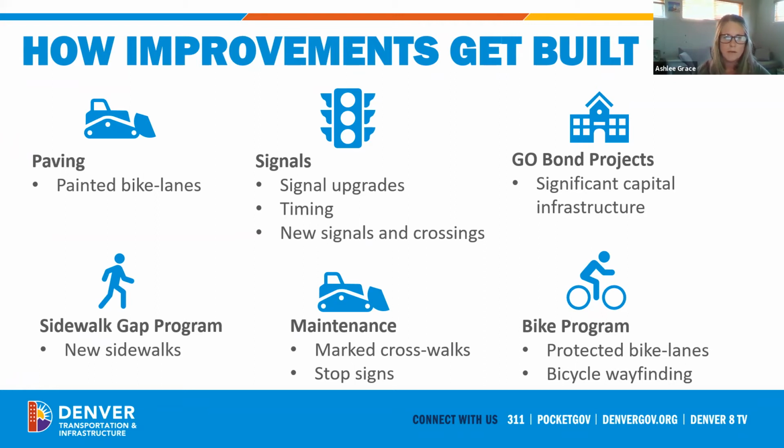So when our paving program moves through an area, and if it's already been identified for a bike project, we work really hard to try to catch up and make sure we have a design in place. So when our crews put those pavement markings back down, they can put in these new bike lanes. We also have signal programs that help with all of those other signal needs and updates and new signals.